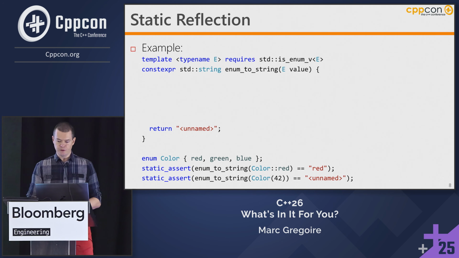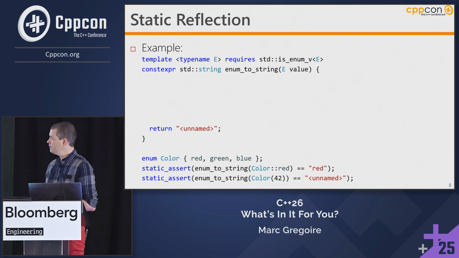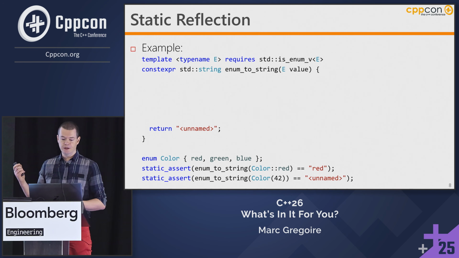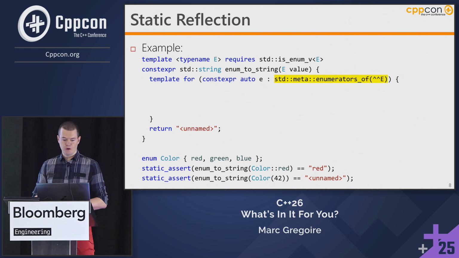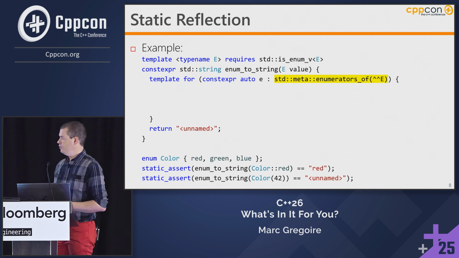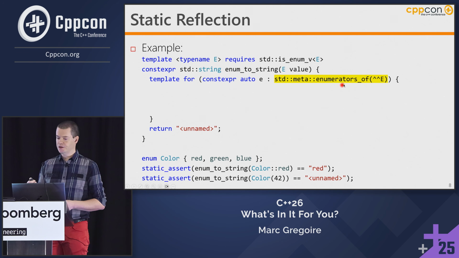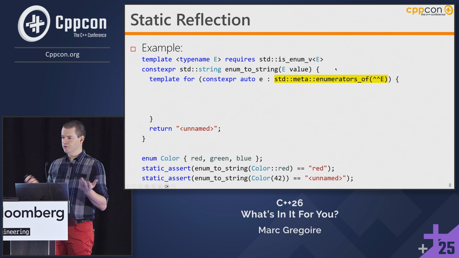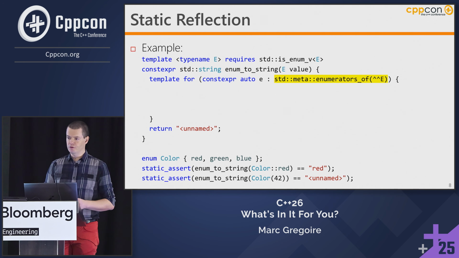So, to start, we write a constexpr function template that accepts an enumeration E in this case. We constrain E to be an enumeration. And next, we use a template for to iterate over all the enumerators of the enumeration E. For this, we use the reflection operator to get information about our type E, and we pass this reflection value to one of the new meta functions called enumerators_of. That gives you a collection of all the enumerators, and we use a template for construct to loop over all these enumerators.